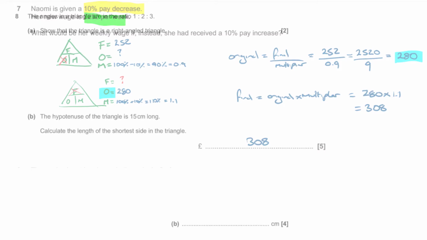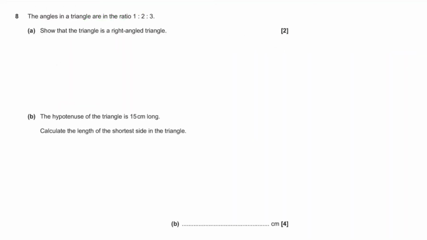That's rubbish. Question 8. The angles in a triangle are in the ratio of 1 to 2 to 3. Show that the triangle is a right angled triangle. Yeah, okay. So actually this is a dividing by a ratio question, isn't it? All the angles of a triangle add up to 180 degrees. So what you're doing is dividing 180 in the ratio of 1 to 2 to 3, aren't you?